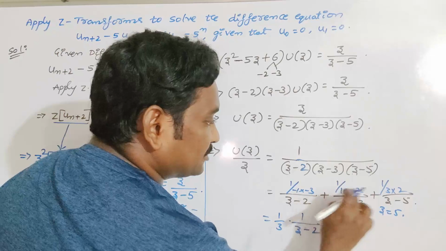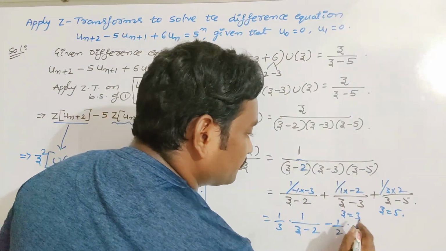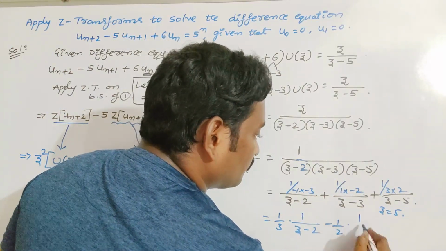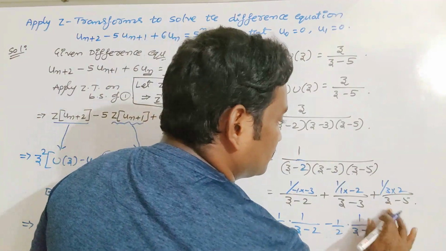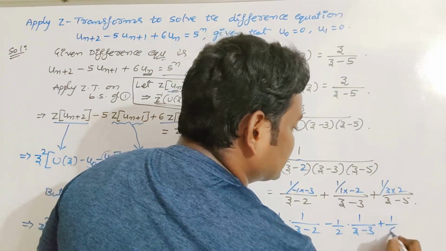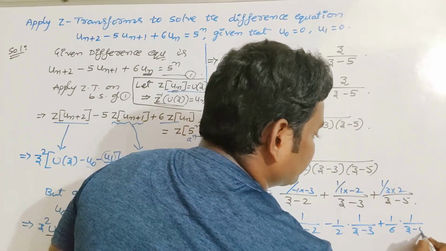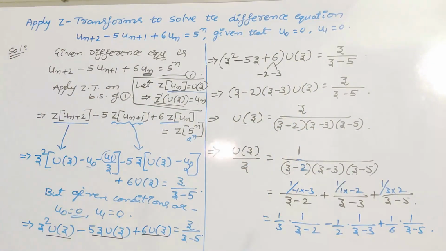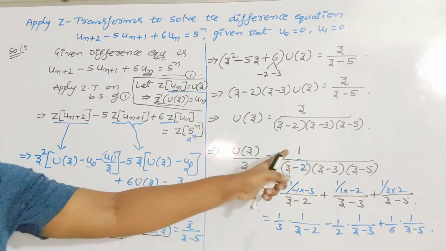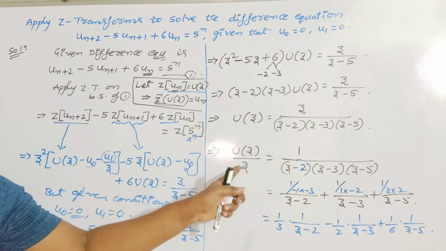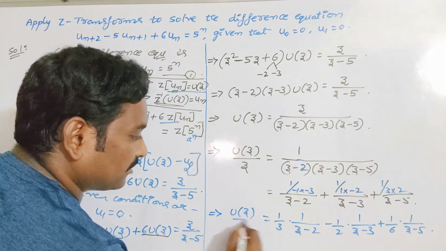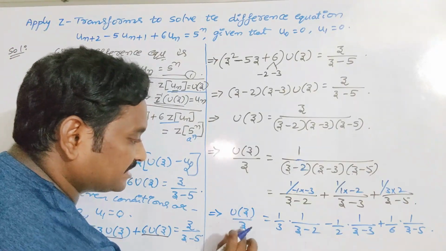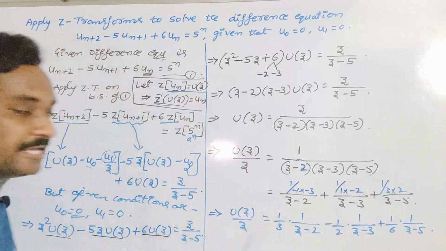So however, I got 1 by 3 into 1 by Z minus 2, plus into minus, minus 1 by 2 into 1 by Z minus 3, and 3 2s are 6, so 1 by 6 into 1 by Z minus 5. Okay. So we got the partial fractions for this remaining term. Now take this Z to the right side numerator. So we actually got U of Z by Z is equal to this one. Take this Z to this side.